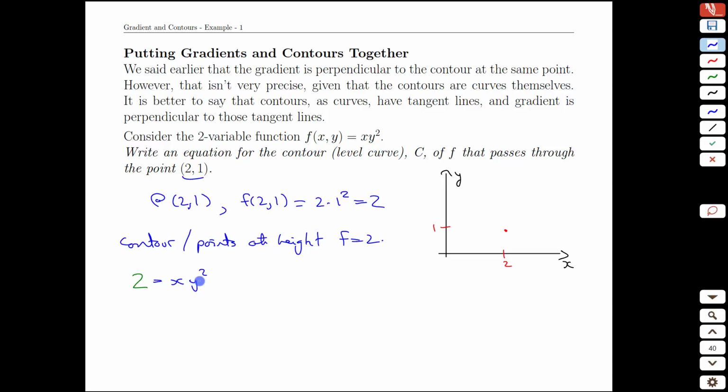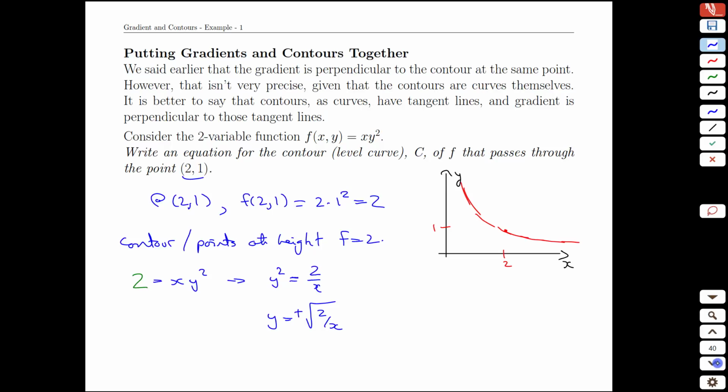Typically, how we draw graphs is by isolating for y, so let's do that. We'll have y squared equals 2 over x, or y equals the square root of 2 over x, and because our x's are positive, we would take the positive root of that. Without knowing any real details about that function, it certainly looks like it has the typical asymptote kind of feel, something like that. So that would be a sketch of the contour for this particular example.